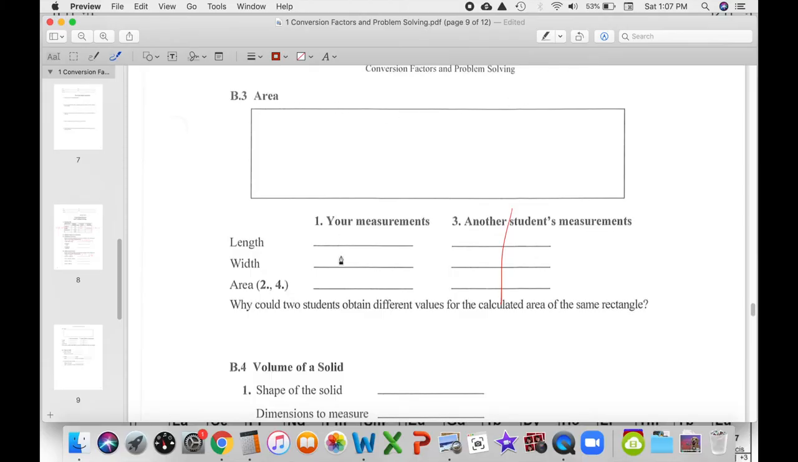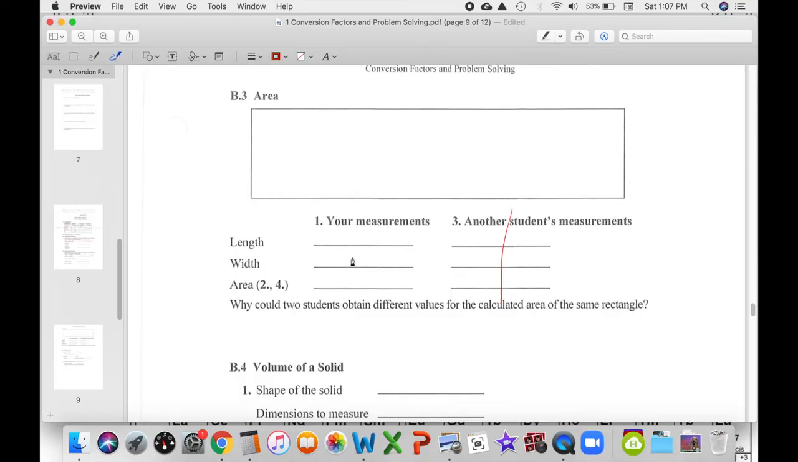The key thing I'll be grading you on, at least, is the way you write out your calculations. So if you make a mistake in your measurement, it's not the end of the world. I'm just making sure that your area is calculated correctly and you're going to the right number of significant figures.